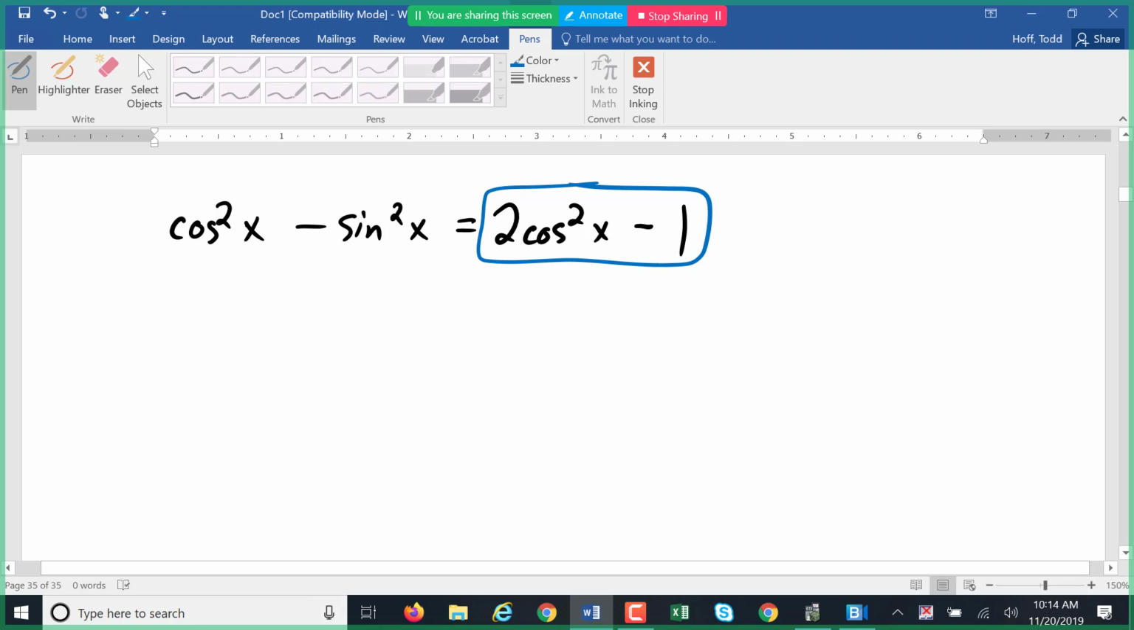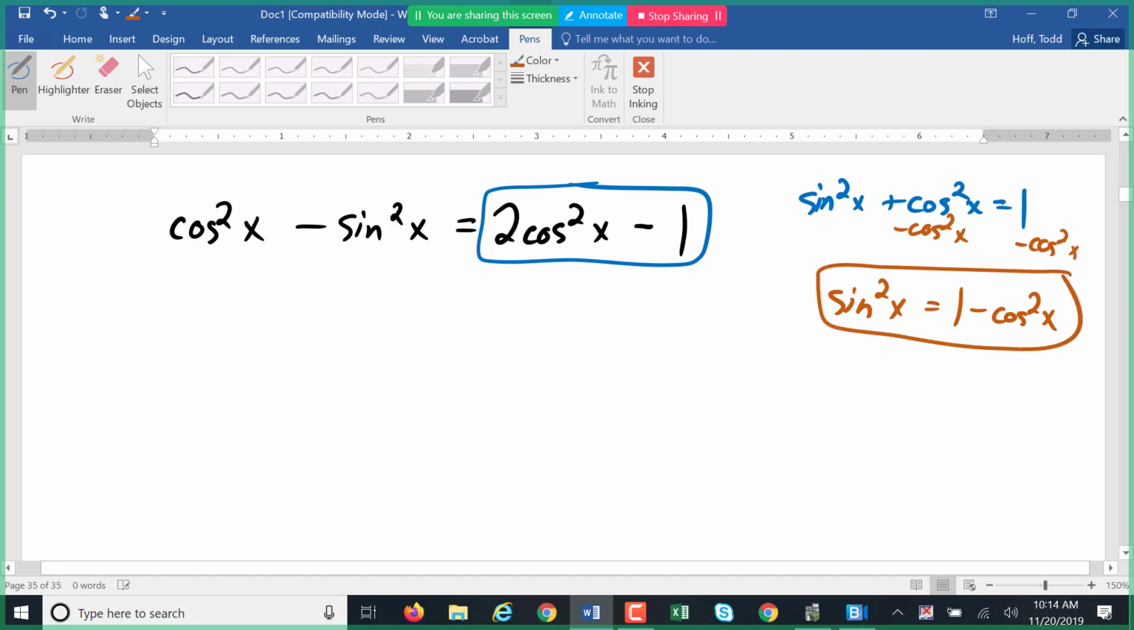Well, these are cosine squared and sine squared. So that's going to, again, get me thinking of that Pythagorean identity of sine squared x plus cosine squared x equals 1. I want to replace that sine squared so everything can be in terms of cosine. So I'm going to solve this for sine squared. Subtract cosine squared of x from both sides this time, and I get that sine squared of x is equal to 1 minus cosine squared of x.